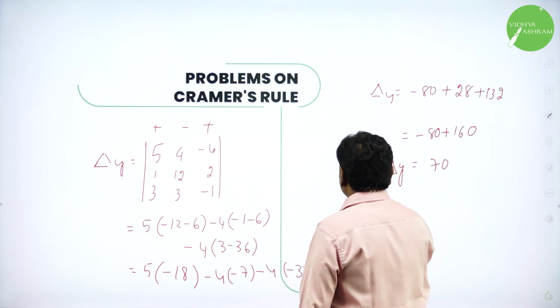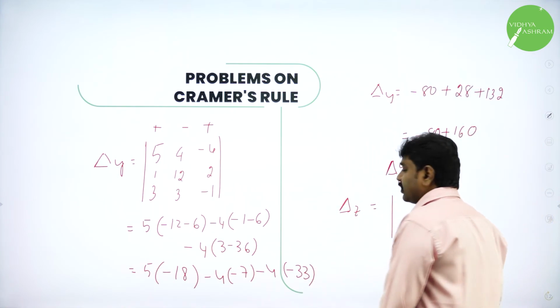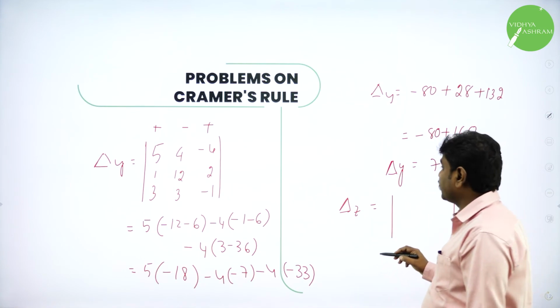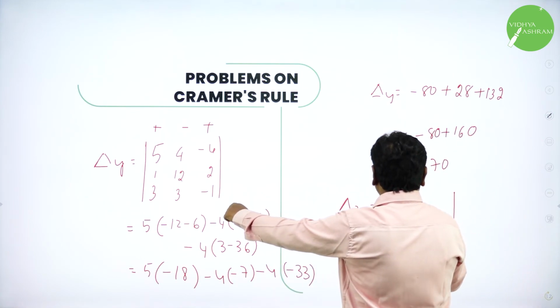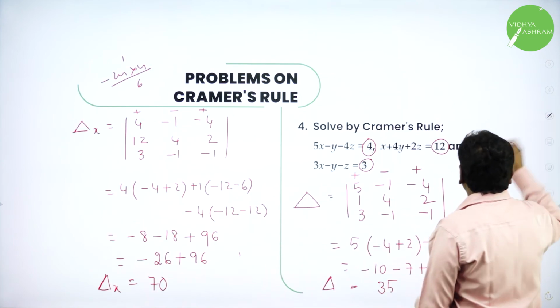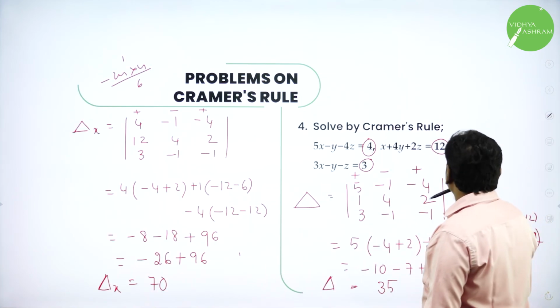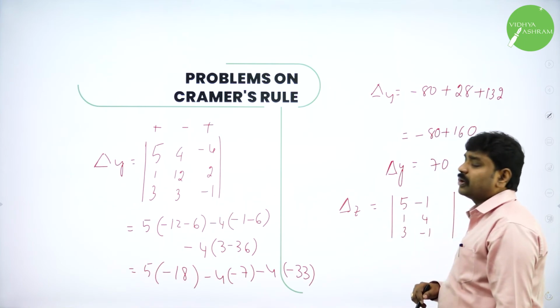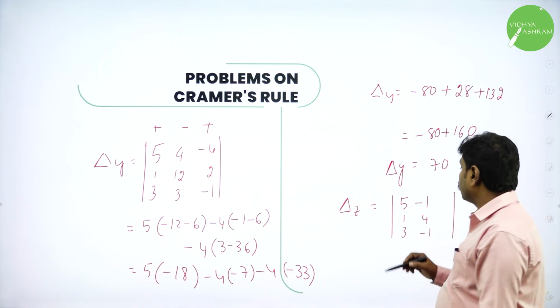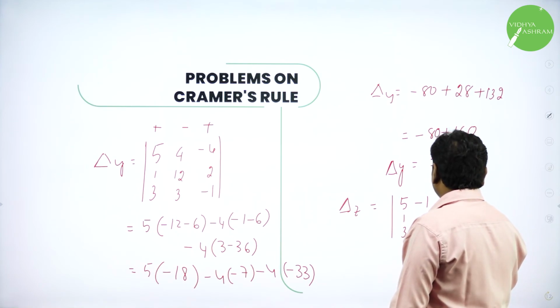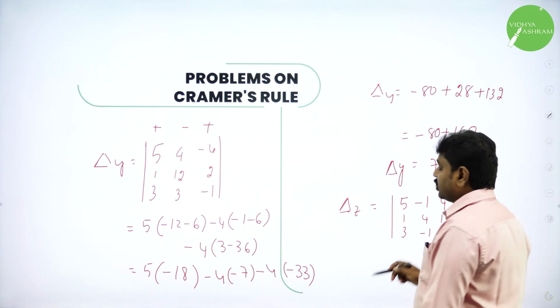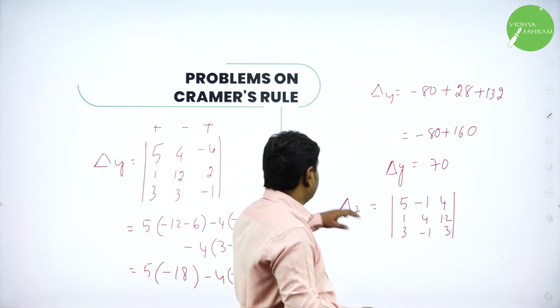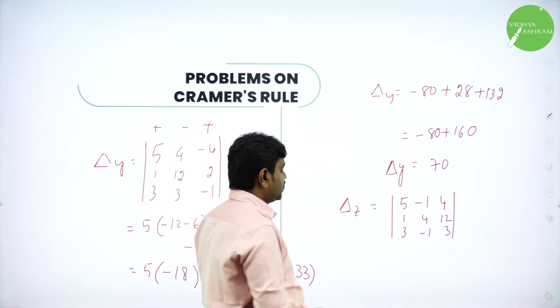So in order to find delta z, we will take the first column and second column as it is. First column was what? 5 1 3, and the second column of delta. What is the second column of delta? Minus 1 4 minus 1, minus 1 4 minus 1. Last column, replace it with constants. Constants mean what? 4 12 3. Means the column z you have to replace with this and expand it.